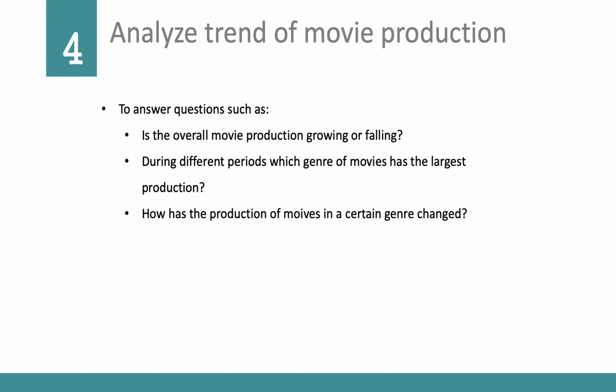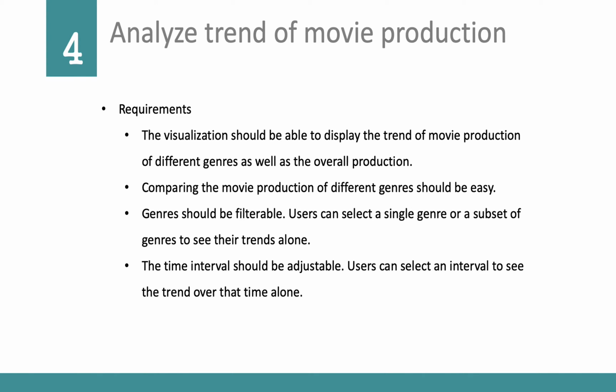In the first task, we dig into the movies dataset to gain insights into the trend of movie production of various genres. We hope to answer questions such as, is the overall movie production growing or falling? During different periods, which genre of movies has the largest production, and so on. And then we propose 4 requirements as follows.